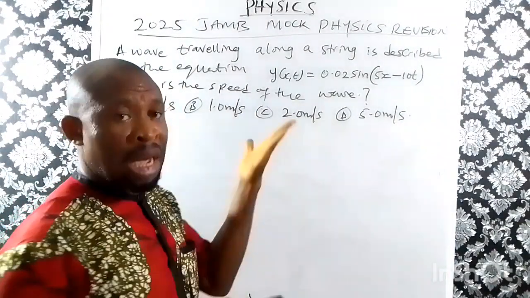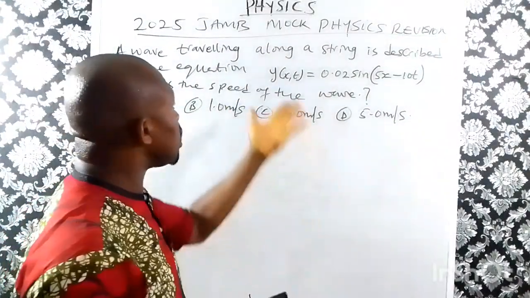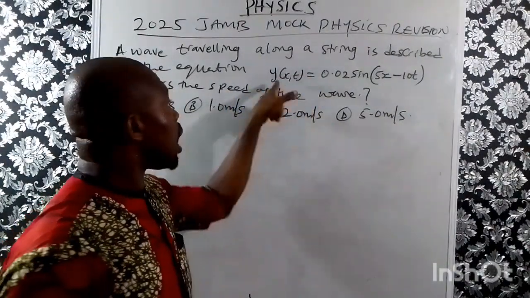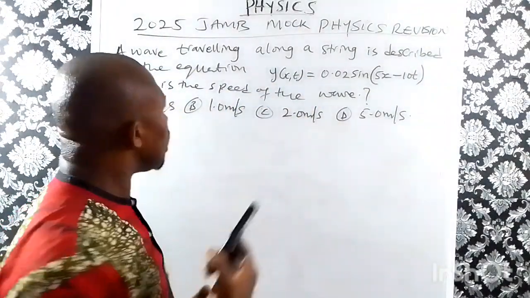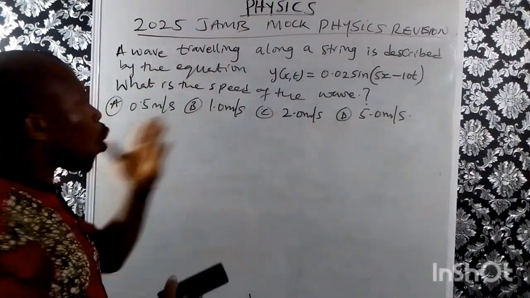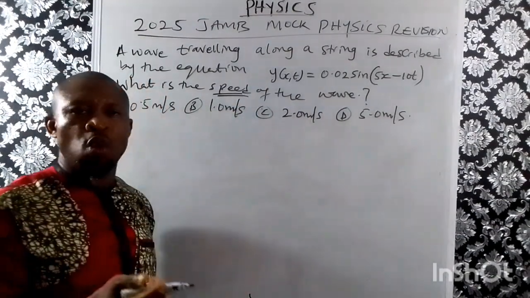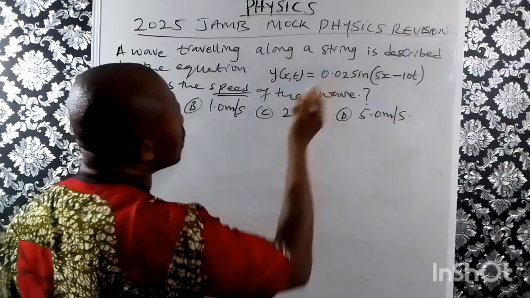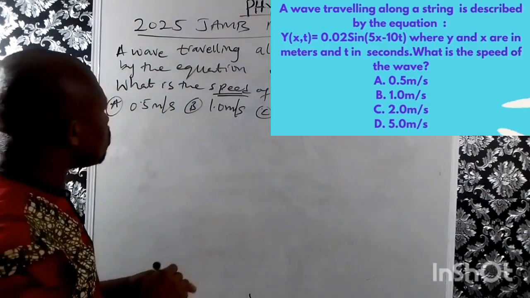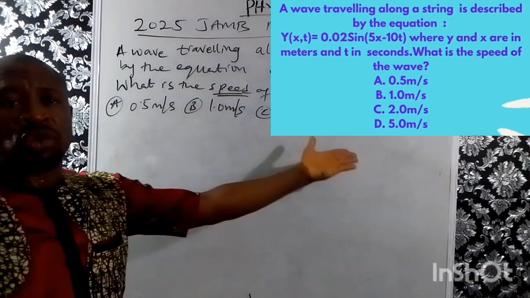And of course, that one I did not include it here, where x is measured in centimeters, t is measured in seconds, and y is measured in centimeters. Now, what is the speed of the wave? The correct option must be one of these from A to D.